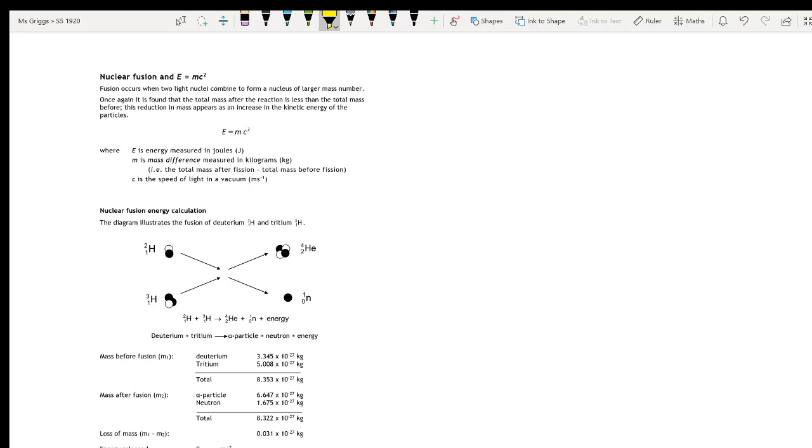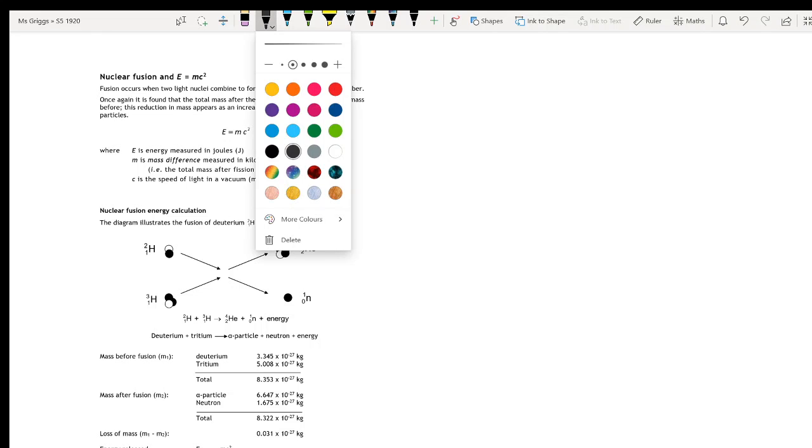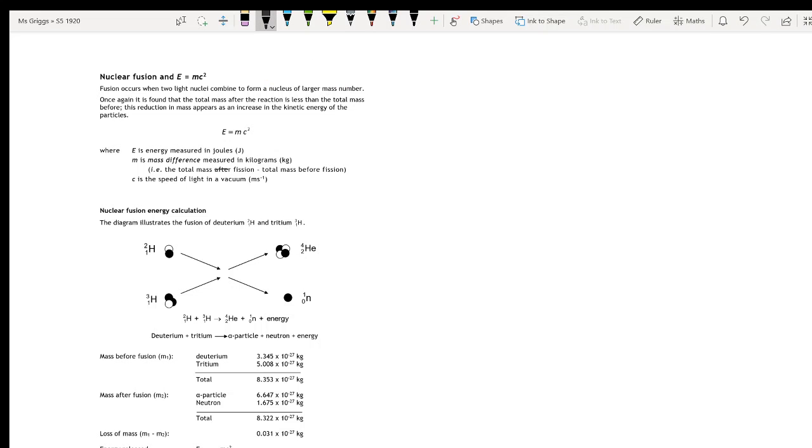Again, misprint there. It should be total mass before, take away total mass after, because before is bigger than after.